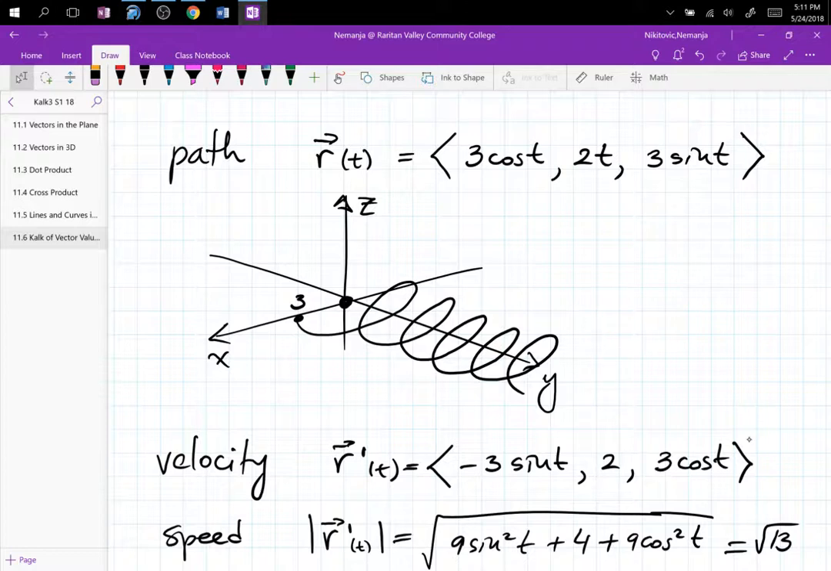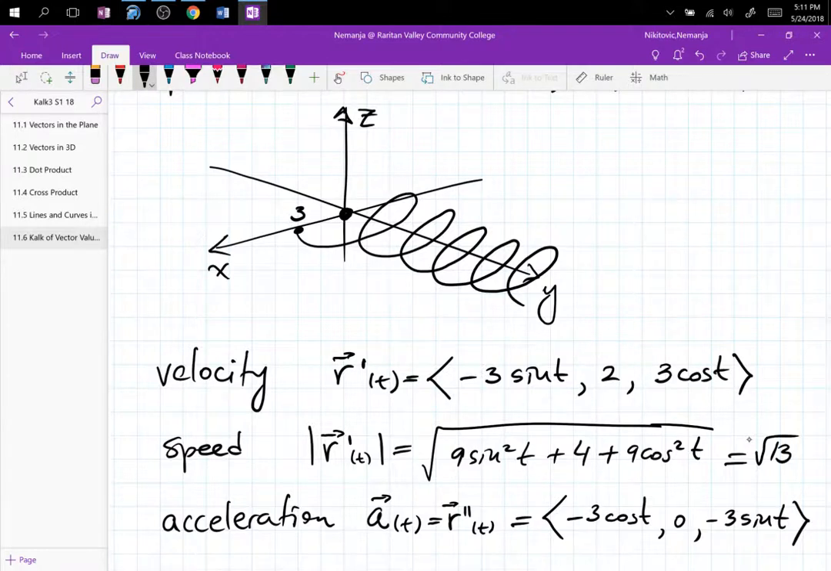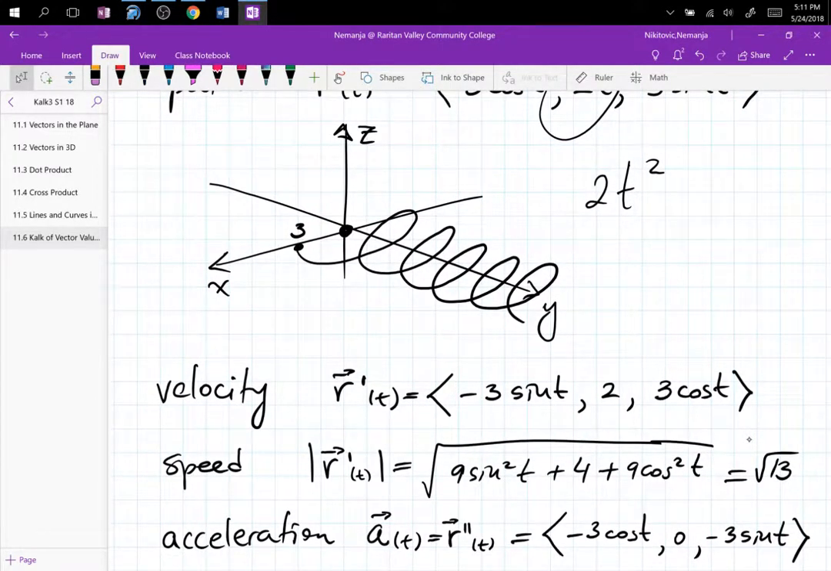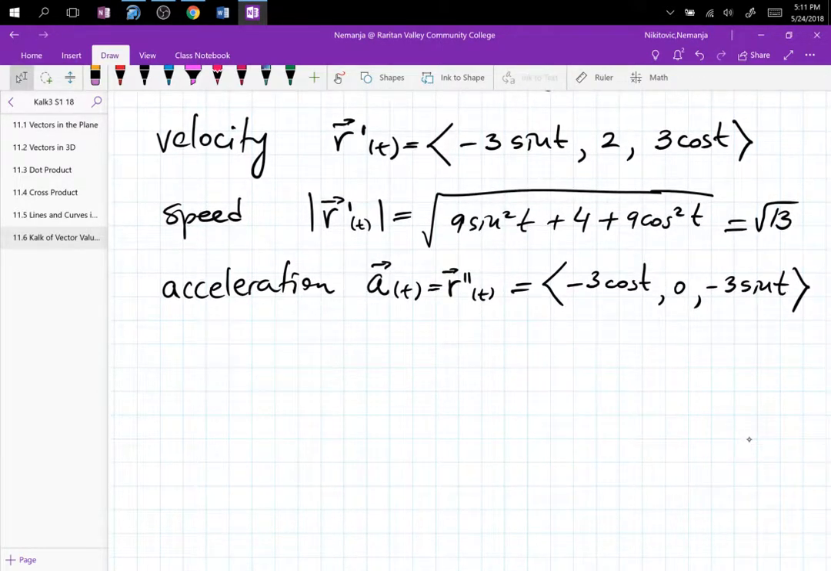Now, can I come up with a function where it would depend? Sure, right? The reason why speed is constant is because it's a helix. Sine squared t and cosine squared t combined together give you 1, so the t's are gone. However, if instead of 2t over here I put 2t squared, then this would be 4t squared under the radical, and then obviously your speed would also depend on the time. So it depends what kind of function you have. And then acceleration is what it is.